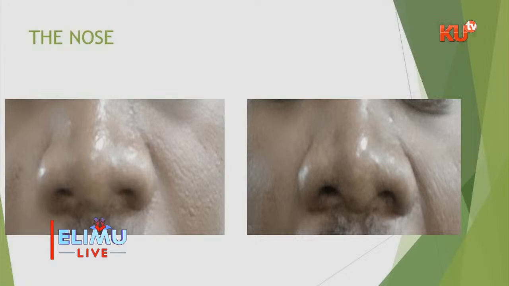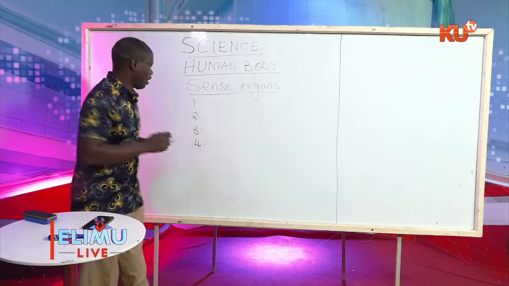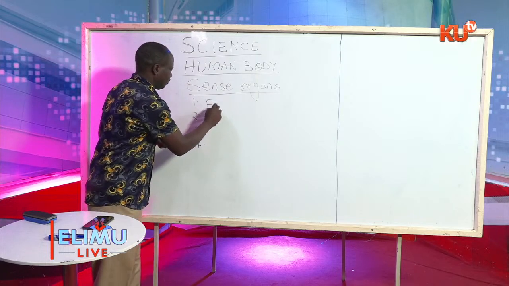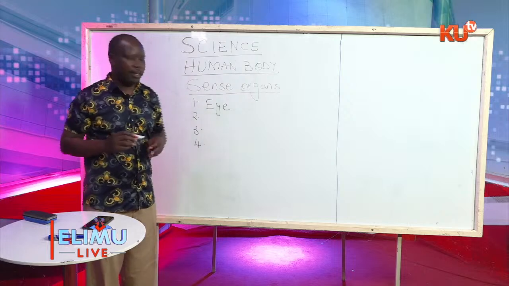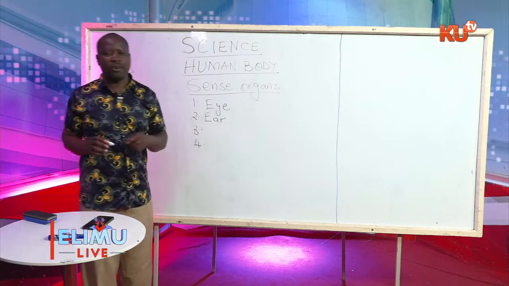So we come to the third sense organ. Does it mean there are 3? Let's move to the next one and see the next sense organ. So we have the first one as the eye. The second one was the ear.